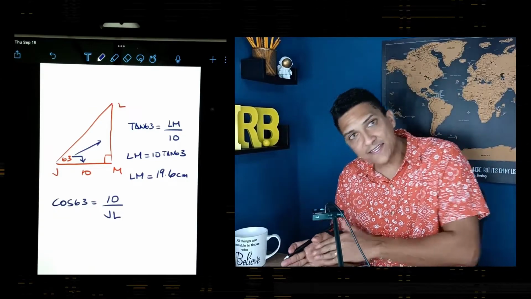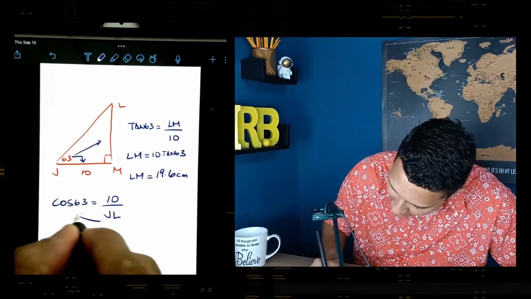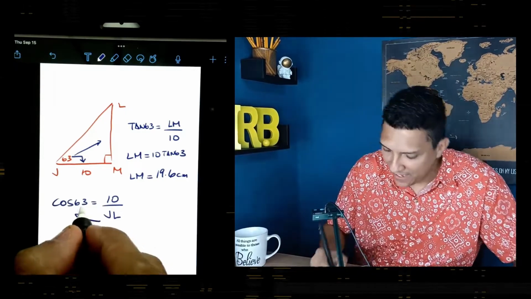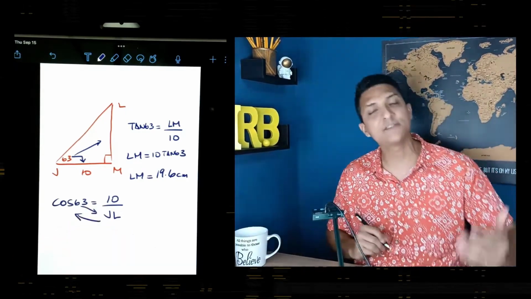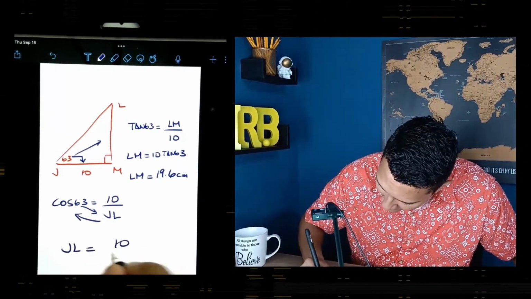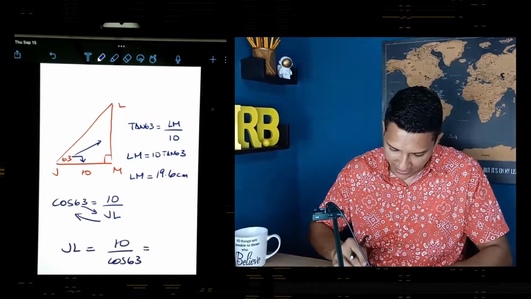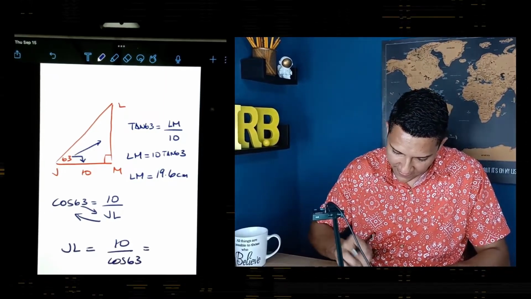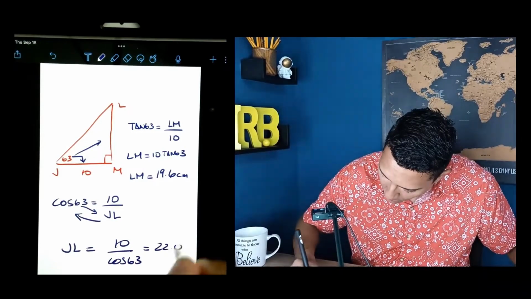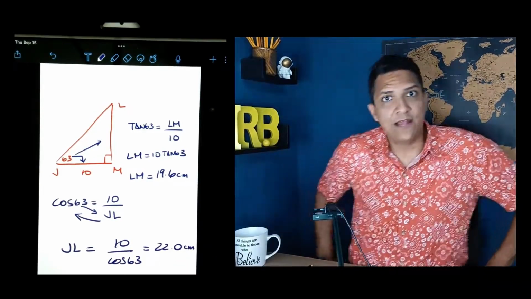I need to pass it to the numerator, so I need to make a double movement. First, I need to pass JL to the top, and then the cosine of 63 is going to pass dividing. So JL equals 10 over cosine of 63. So 10 divided by cosine of 63 is 22.0 centimeters, and we found all the values. This is the answer for this problem.